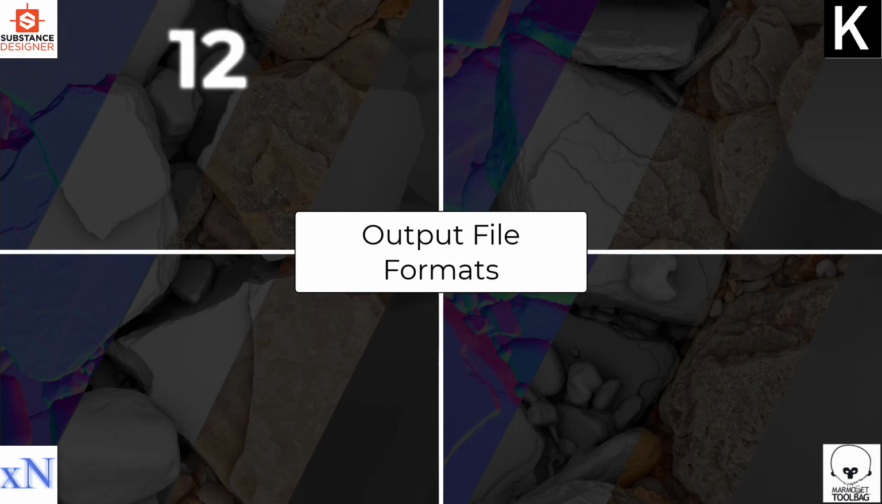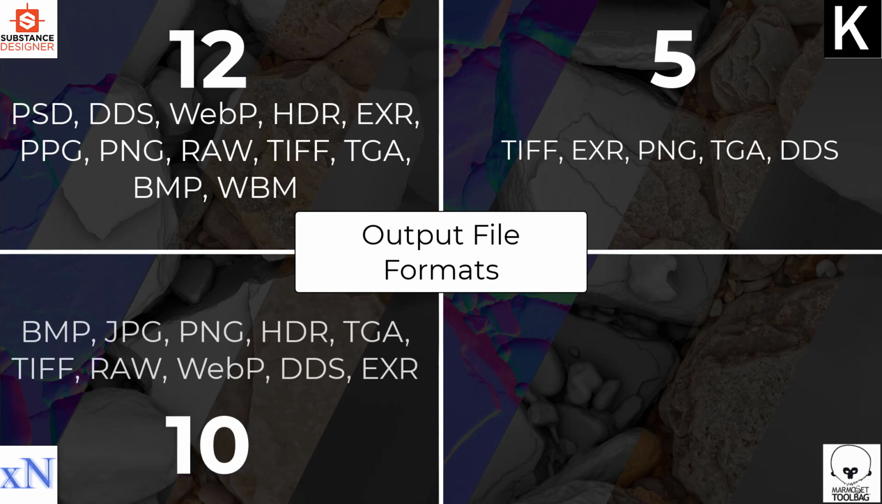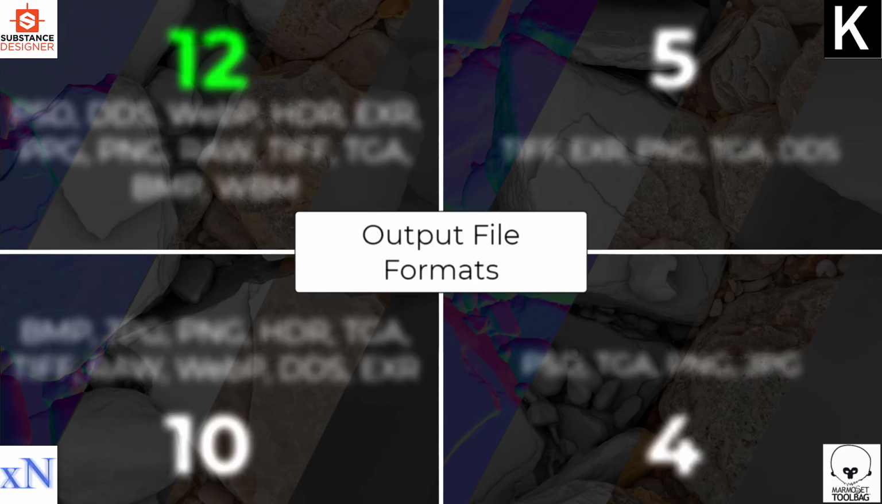Substance Designer offers 12 options, Knald offers 5, XNormal offers 10, while Marmoset Toolbag 3 just 4. The Substance Designer definitely wins in here. XNormal also is great. Knald offers just 5, but really strong ones. I would say it would be perfect if it had PSD, but it doesn't. Marmoset Toolbag 3 offers just 4, and I really believe that it would benefit a lot if it would additionally get at least TIFF and EXR.